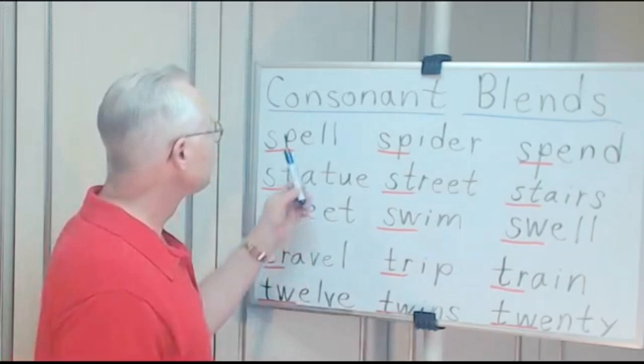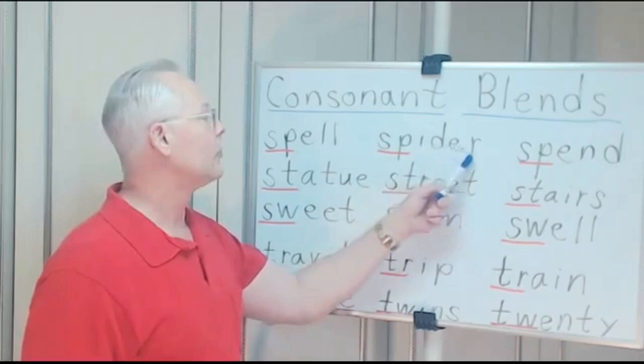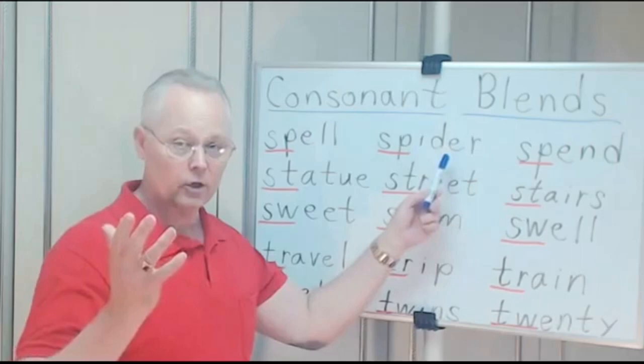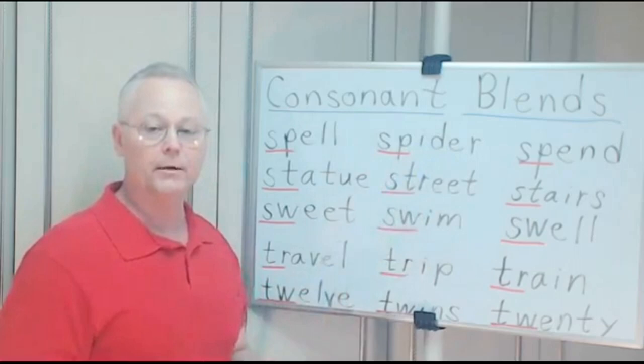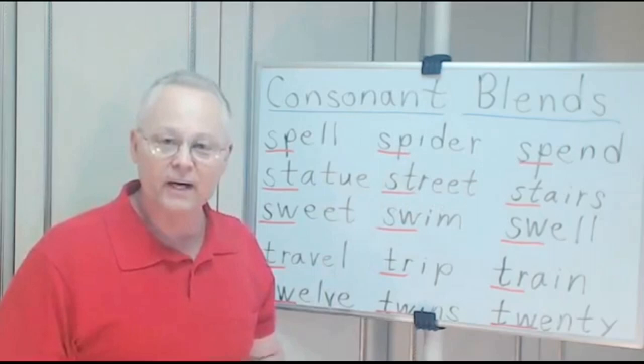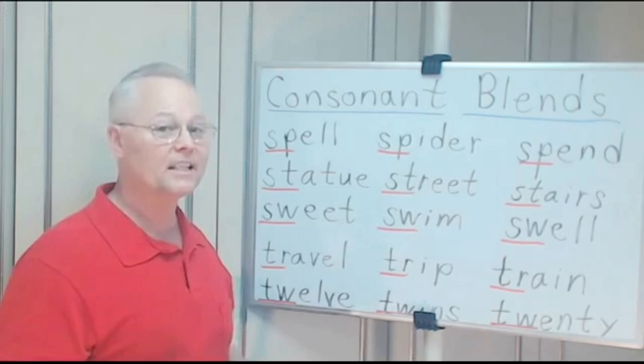Okay, continue with SP. Sp, I, der. Long I sound. D, E, R, there's that R sound. D, der. Spider. It's a bug. Has eight legs on it. Many people don't like them. They're afraid of them. But they do eat a lot of other insects. So they're pretty nice to have around, really. Unless, of course, you get bitten.